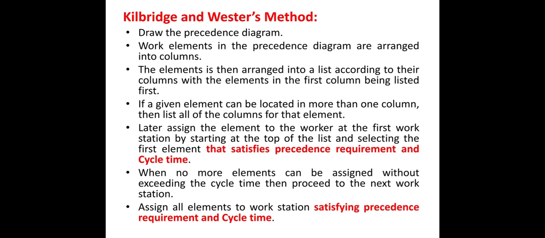Once the listing is done according to the column and descending order of the element times in that column, we'll start assigning the elements to the workstation, which should satisfy two conditions: precedence requirement as well as cycle time. When no more elements can be assigned without exceeding the cycle time, then we proceed to the next station for assigning the elements.